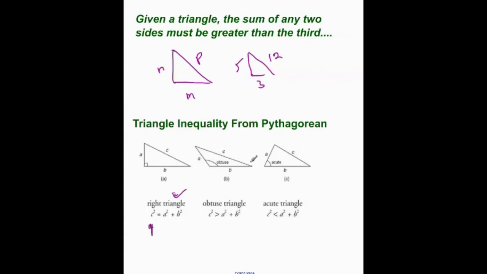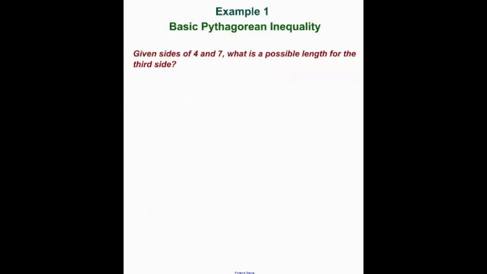For obtuse, the c squared is going to be bigger. Because look what happens. Here's our right triangle, all nice and happy. Then the c grows. Well, it pushes that a outward like a door hinge, making this angle obtuse. And when that c squared gets smaller, well, that a just has to collapse inward and make an acute angle. So we're going to use these three concepts in our next examples, as well as making sure that we can form a triangle.